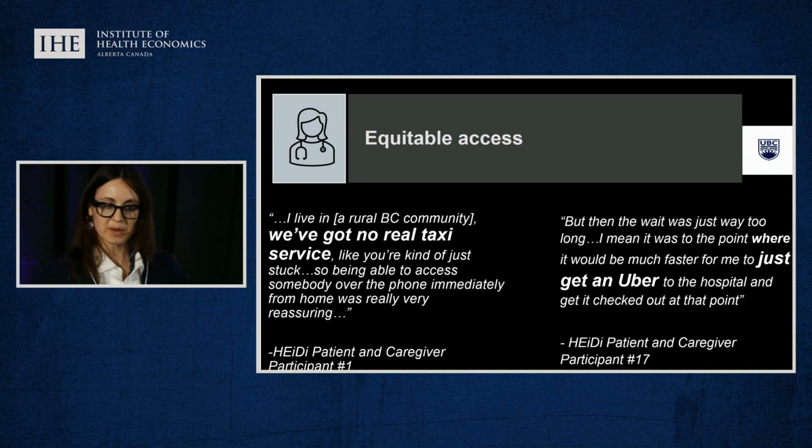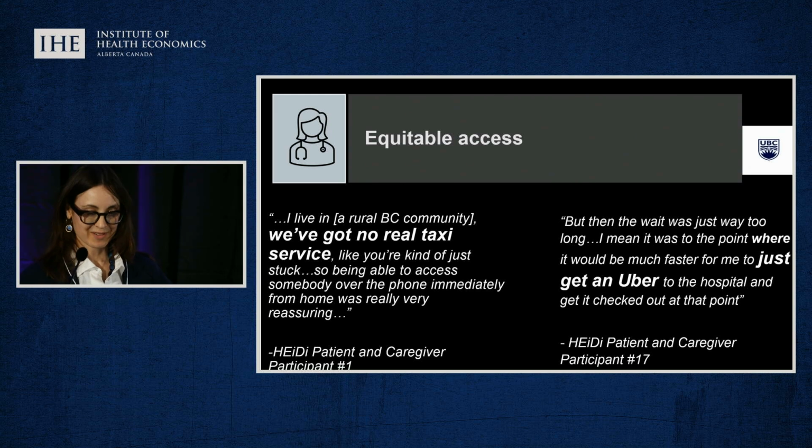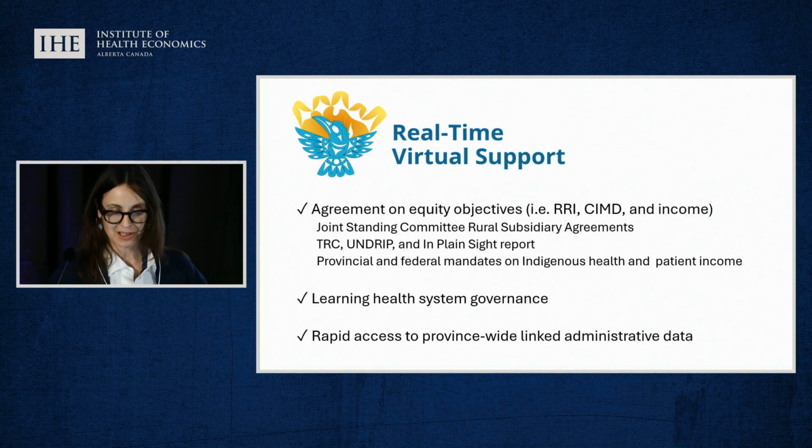I'll start by talking about the easy to measure one, equitable access. We've got 2 quotes here from 811 linked physician service users that were interviewed. On the left is the rural person saying, well, I live in a rural community, we've got no real taxi service here and you're just kind of stuck, so being able to access over the phone immediately is really reassuring, whereas the counterpart is the urban participant we interviewed that mentioned that they would just get an Uber. They had to wait so long on the phone to get somebody to talk to. So it's really different. We all know that.